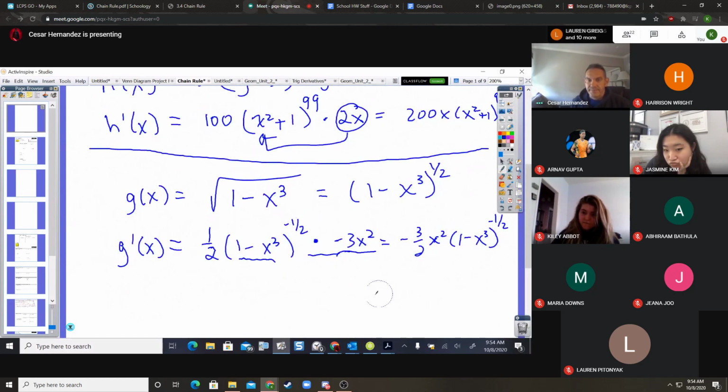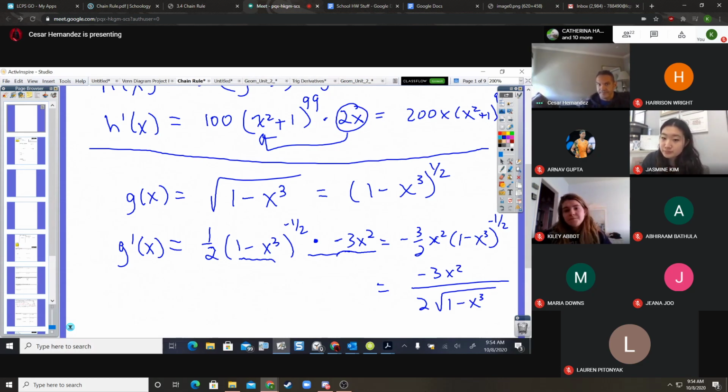So now, just to practice my algebra, because technically you could leave it like that. Practicing your algebra, this would become negative 3x squared in the numerator over 2 times the square root of 1 minus x cubed.